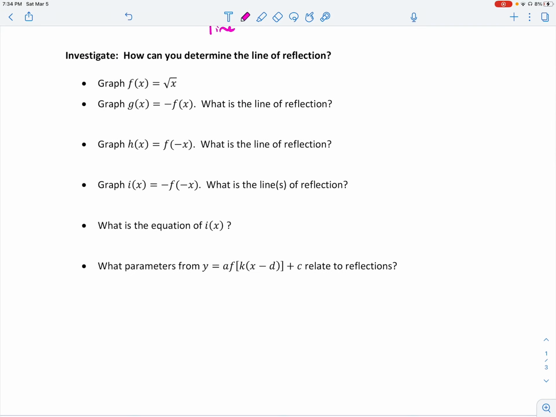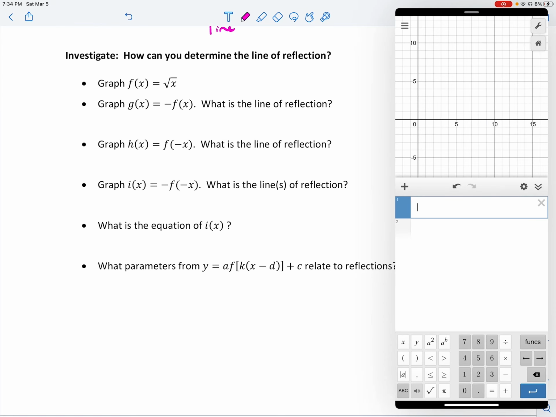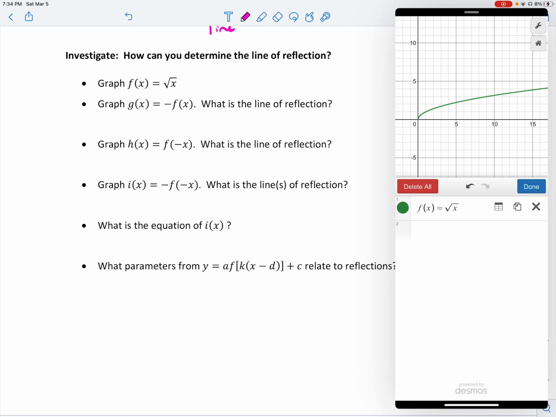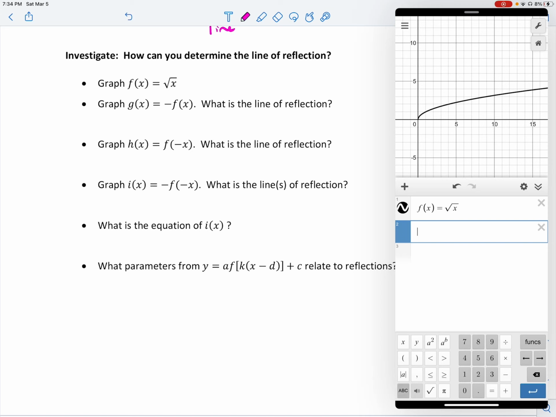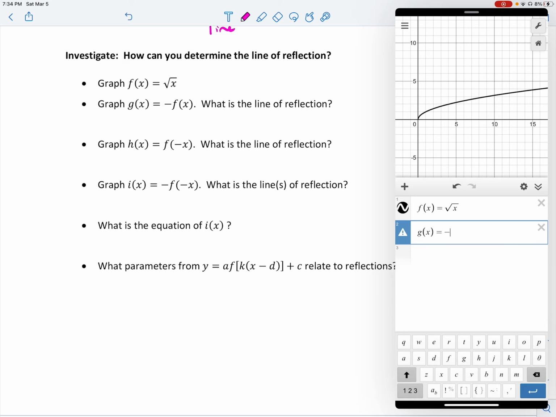All right, we're going to start a quick investigation. Let's pull up Desmos. I didn't save a link to it because this one's pretty easy to just build up. So we'll type in our function f of x to start off, our base function, and we're going to equate it to root x. That will be our base function. I'm going to change this to black. That's a good color for a base function. And now we're going to build some new ones. Our new one will say g of x, and we'll let it equal negative f of x.